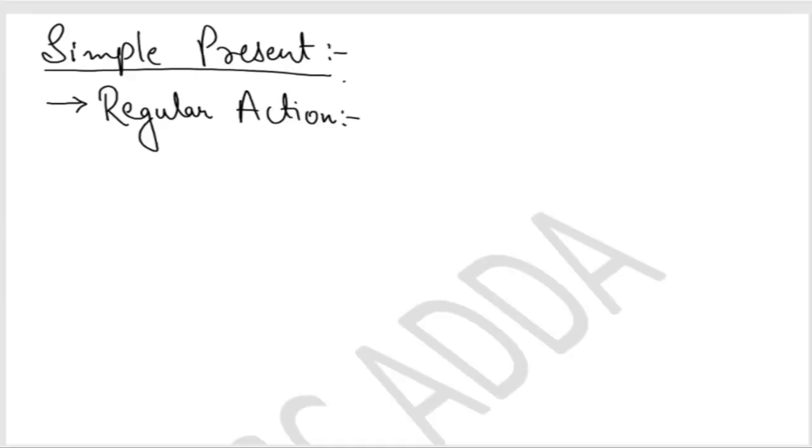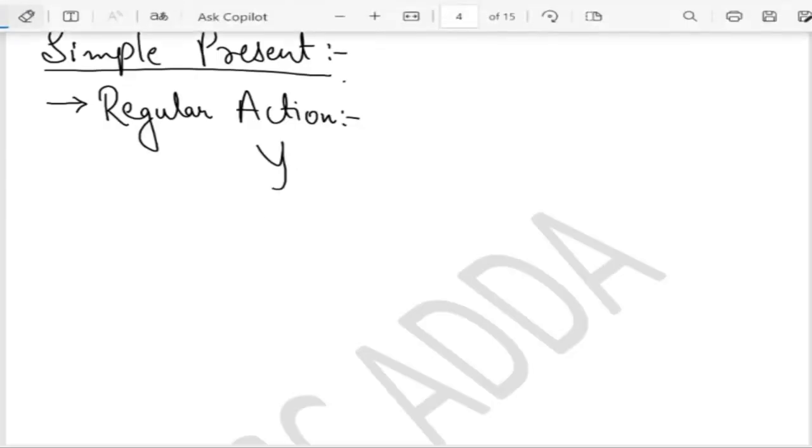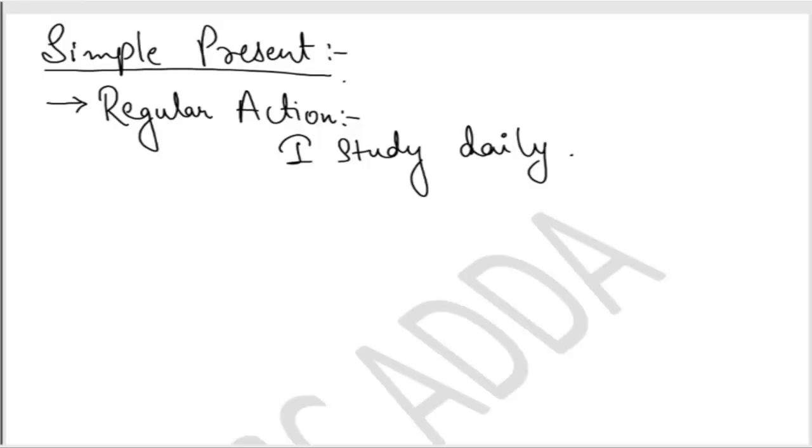For example, you study daily. Yes, guys study daily, so you will be using simple present tense. I study daily. You bath daily. You brush your teeth daily. Whatever you do regularly or daily, in a routine manner, in all these sentences we use simple present tense. But before that, we need to understand the structure of simple present, how simple present tense is formed. So firstly, we will talk about the structure.